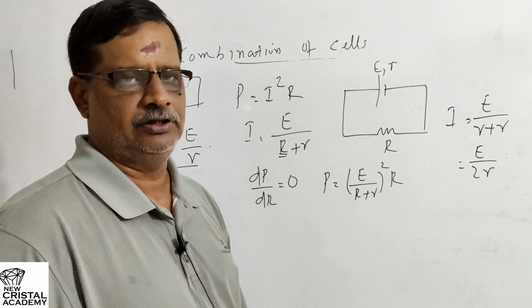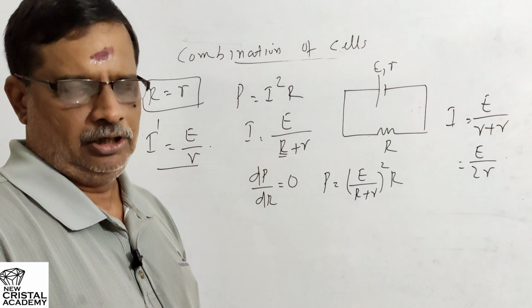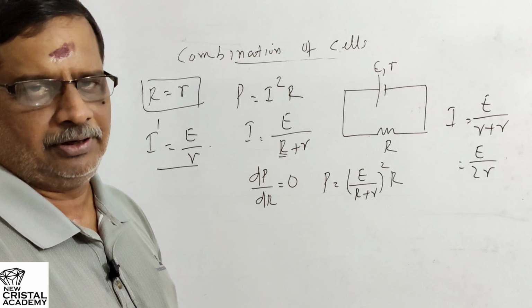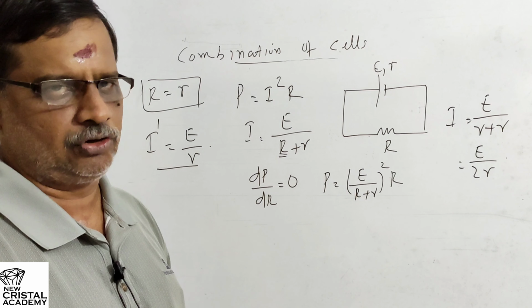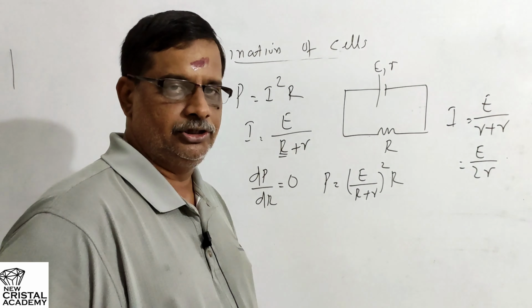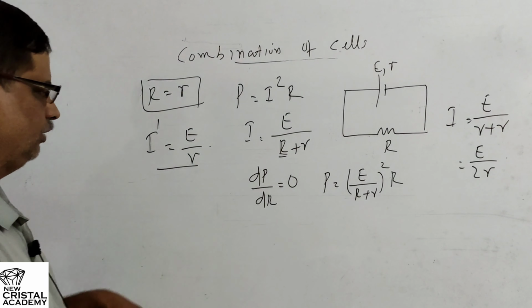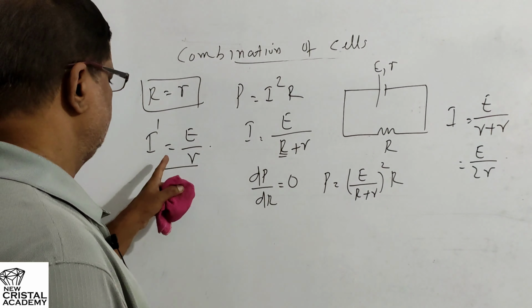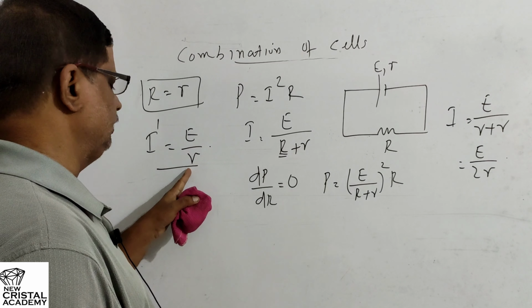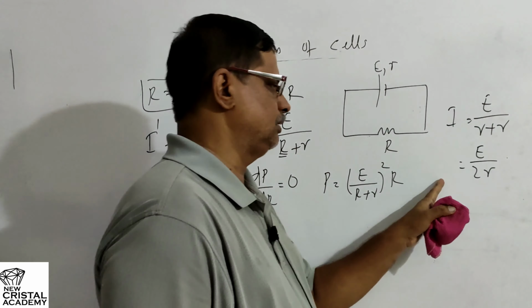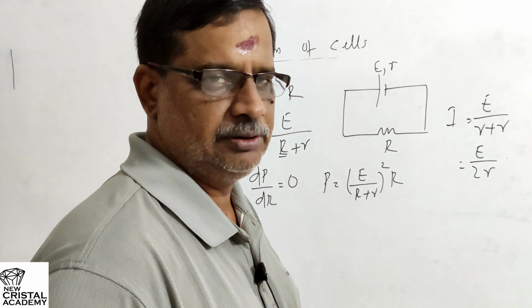You know what happens when the cell is shorted? A large current can be drawn from such a cell for a very short time, and the cell will be damaged due to overheating. So that is what is meant by short circuiting the cell. So when you short the cell, the current will be E by small r. But when maximum power transfer is taking place, the current is E by 2R.